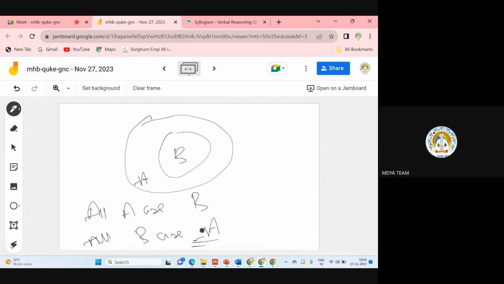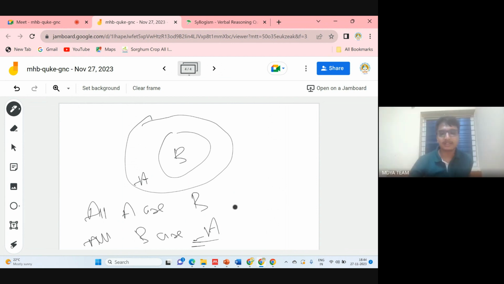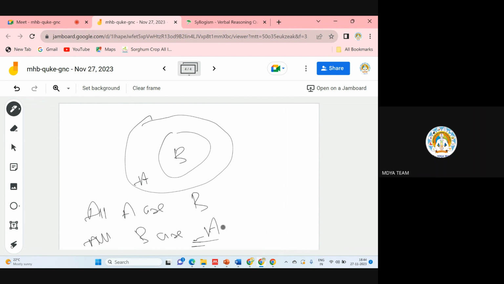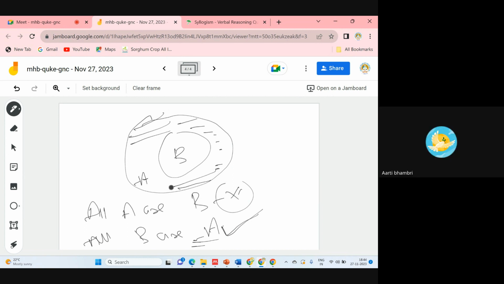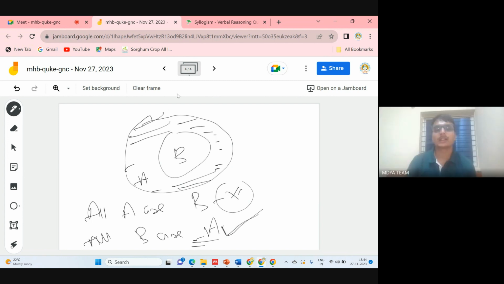All B are A is the correct statement. All A are B is wrong, because this part of A is not coming under the area of this circle. So this is a wrong statement. This is a true statement. Is anyone having a problem with this? No, sir. Okay.